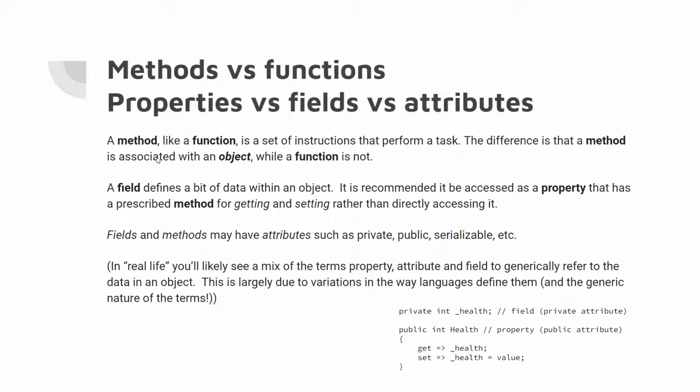So a field describes a bit of data within an object. It is recommended that it is accessed through a property that has a prescribed method for getting and setting it, rather than directly accessing it, especially if you are doing something a little bit more sophisticated where, like I said, health is more than just a single number, right?